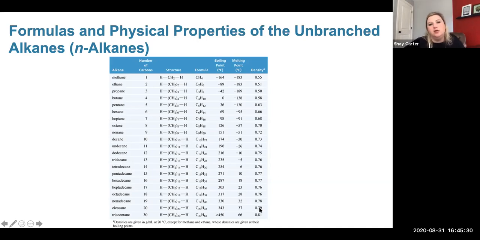These on the whole are not very dense substances, even less dense than water. Water is about 1 gram per milliliter. So these are all less dense than water, which means that they would float on top of water. These are also non-polar molecules, and so they would not dissolve in water.